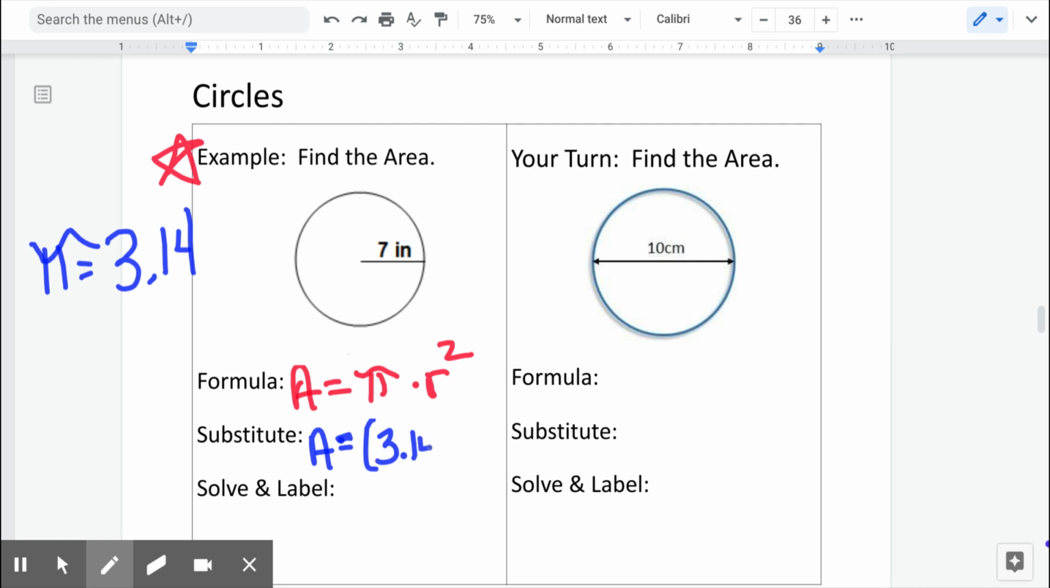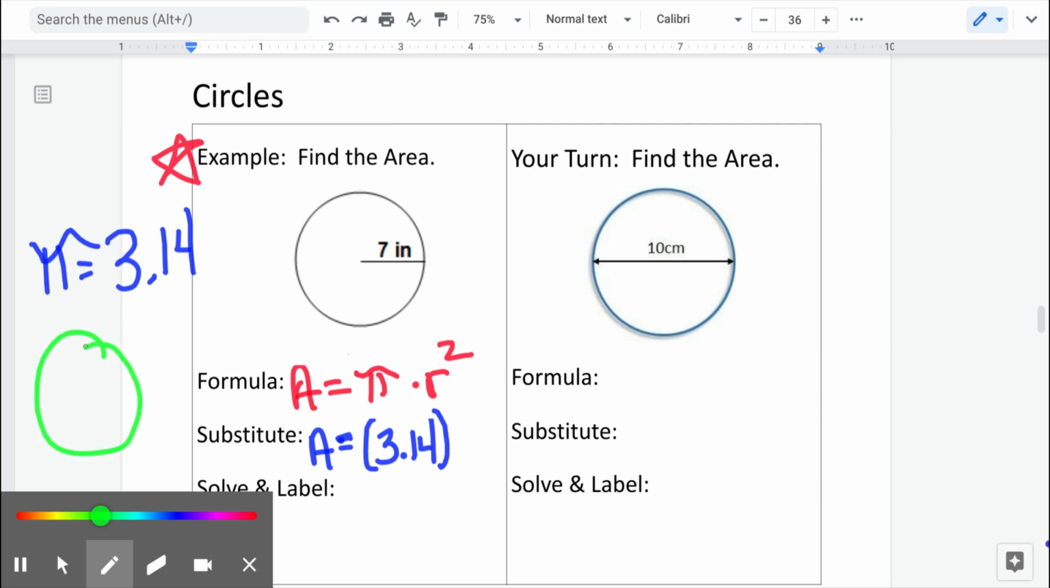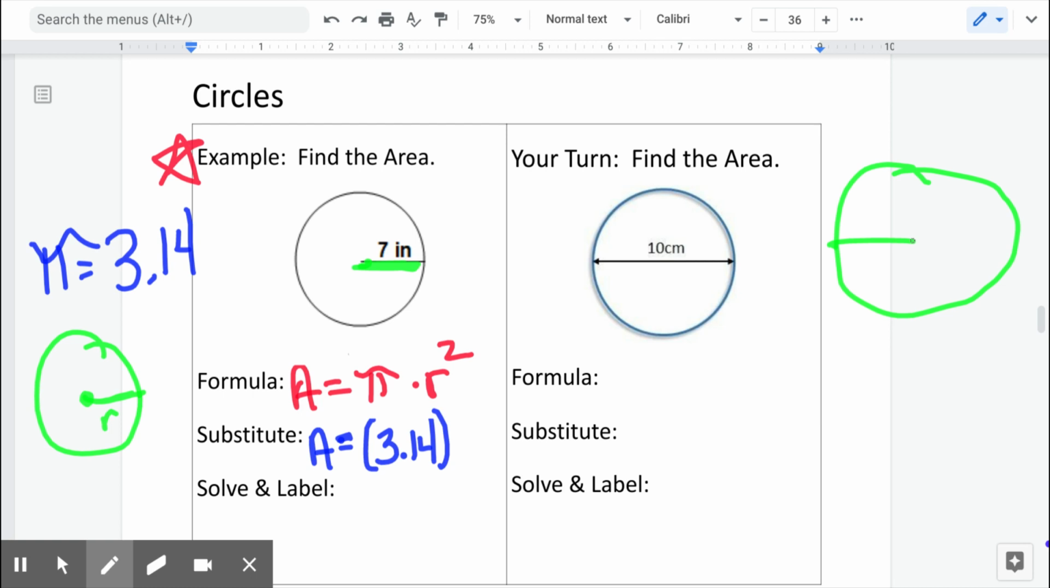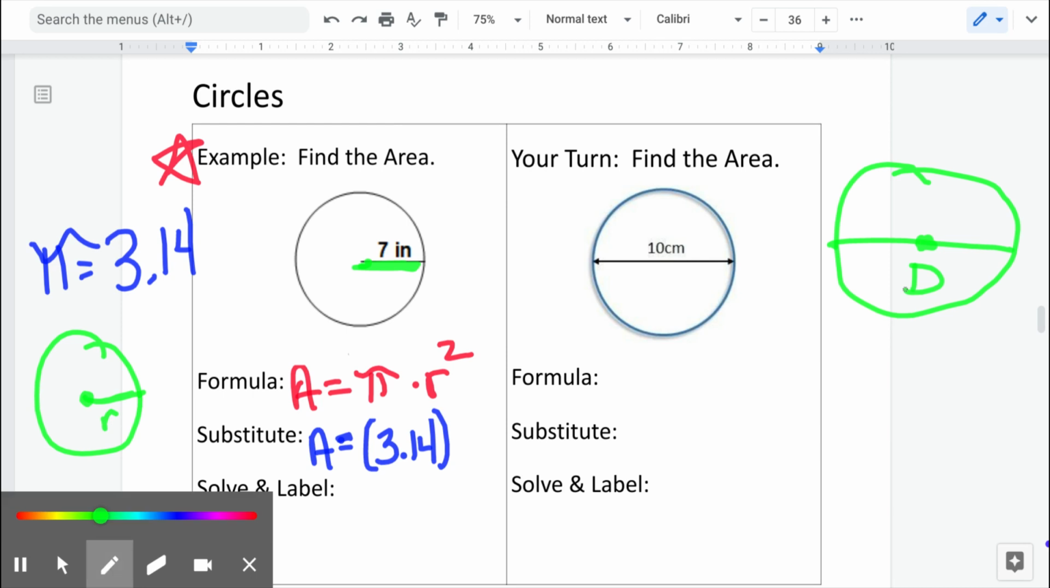So 3.14. We also learned last year that radius is from the center of the circle out to the side. And we have that in our example here. We are given our radius. Now, diameter is all the way across the circle. But our formula needs radius. So we only need half of the full length of our circle. We only need from the center all the way out.